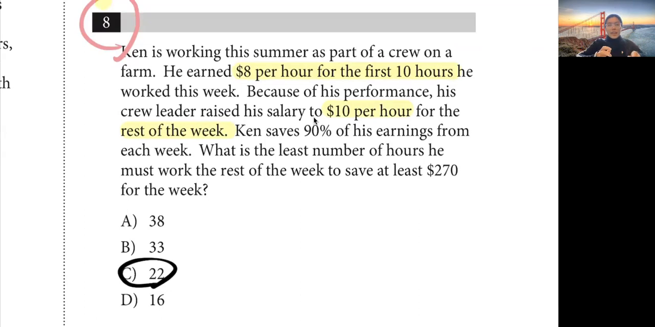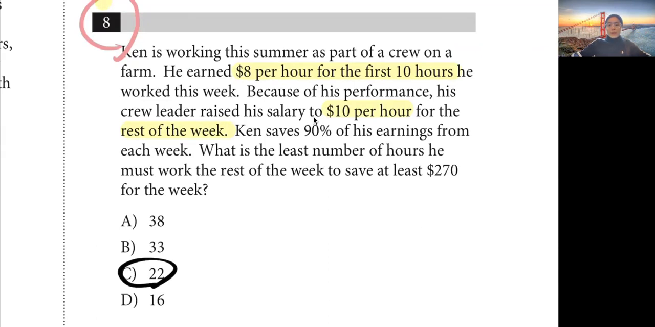And Ken saves 90% of his earnings from each week. So this is talking about a whole week and 90% of it. We need to get 90% of it. With all that in mind, we need to construct an equation to express this.